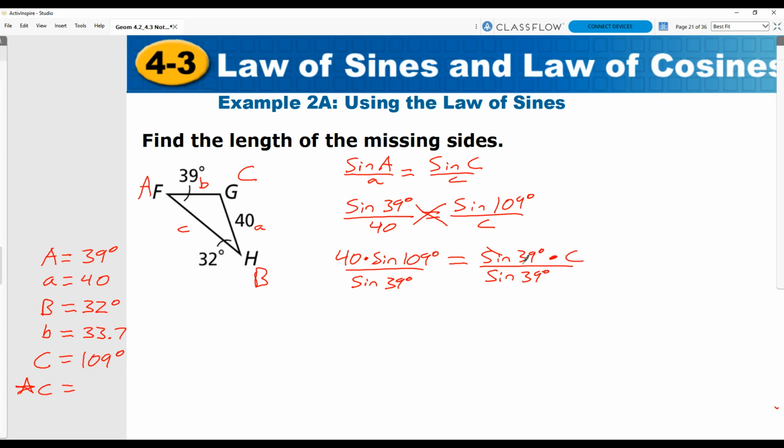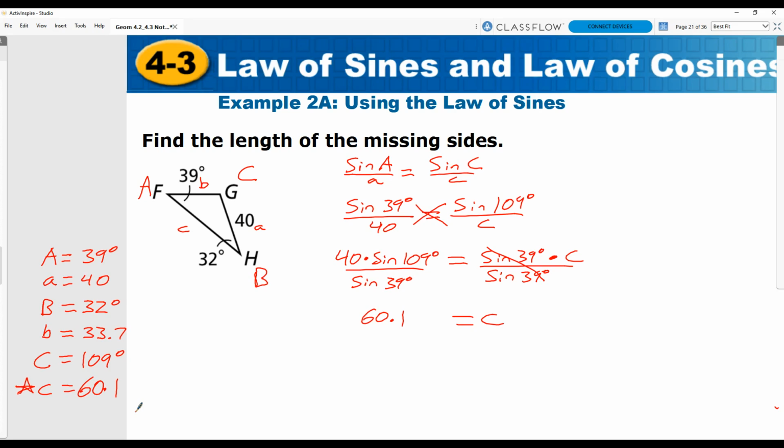When we do that, that cancels. So C is going to be equal to what we get here. I'm not going to show each calculation on this. We're just going to walk through it. You're going to go 40 times sine 109, and then divide that by sine 39 degrees. If you do that, rounded, you're going to get 60.1. And that would be your answer to C. So that would be our missing length for C, 60.1.